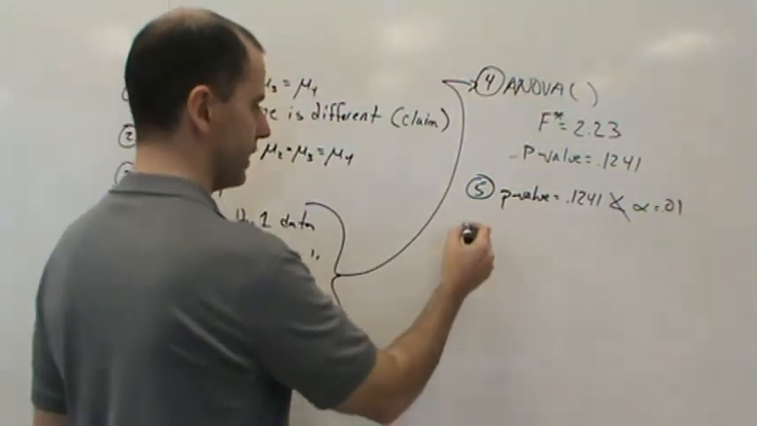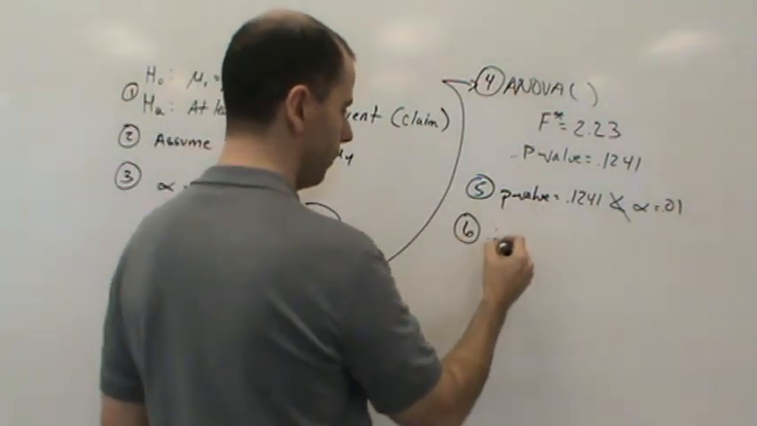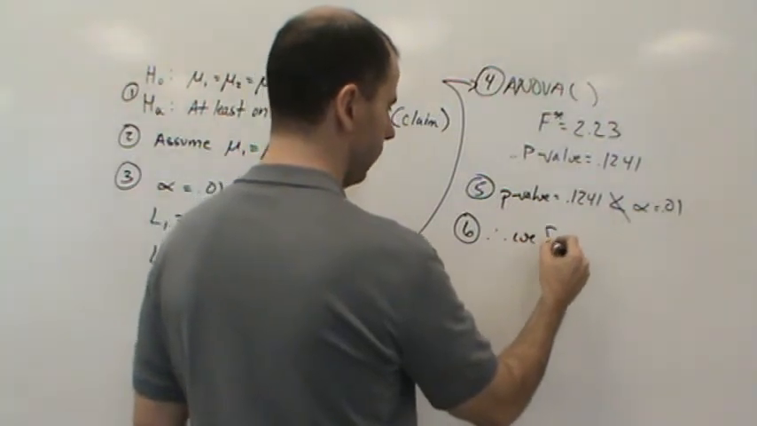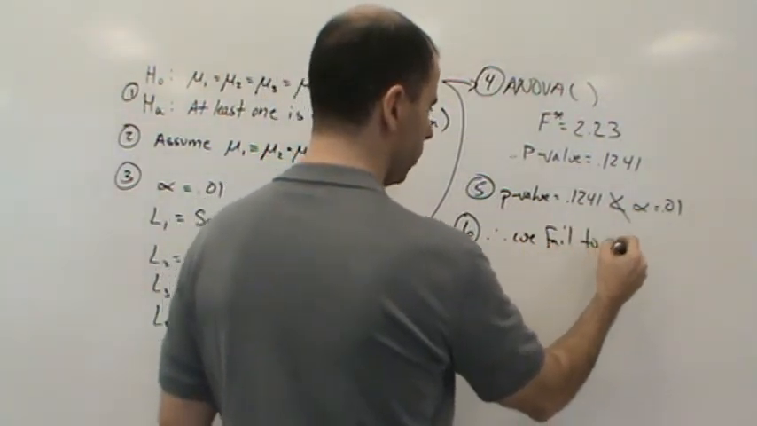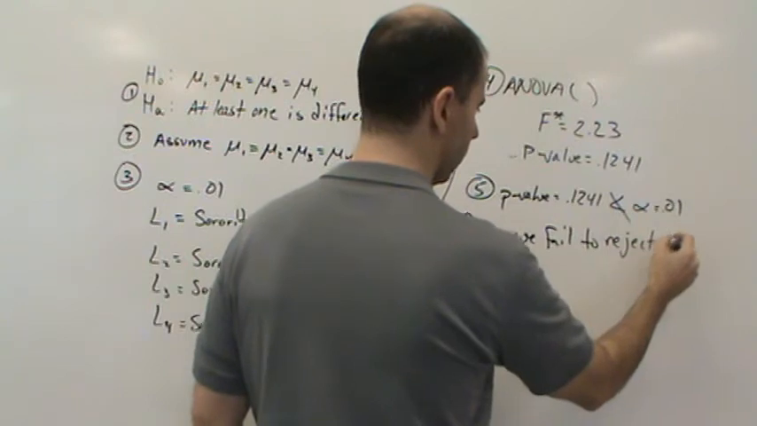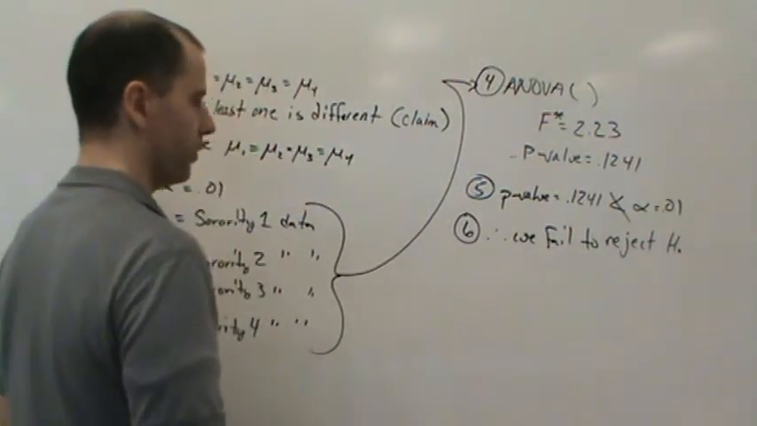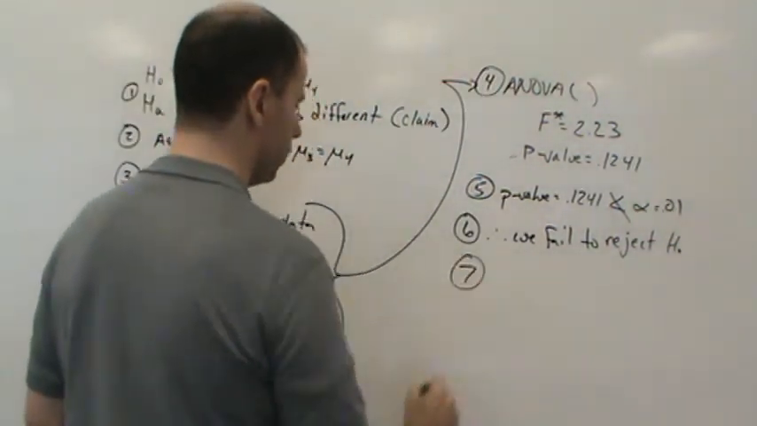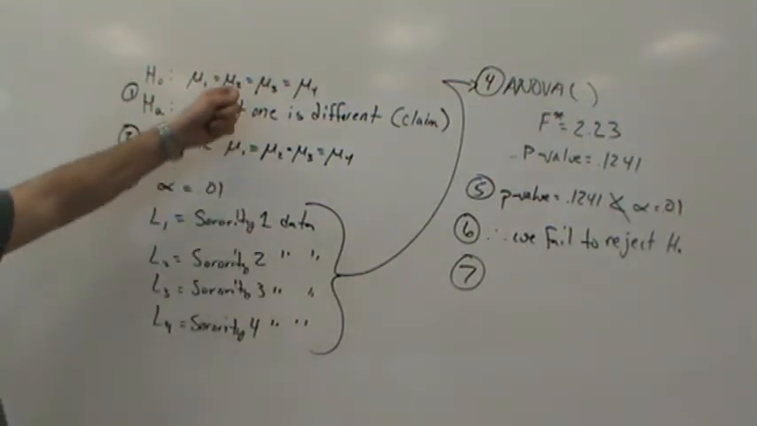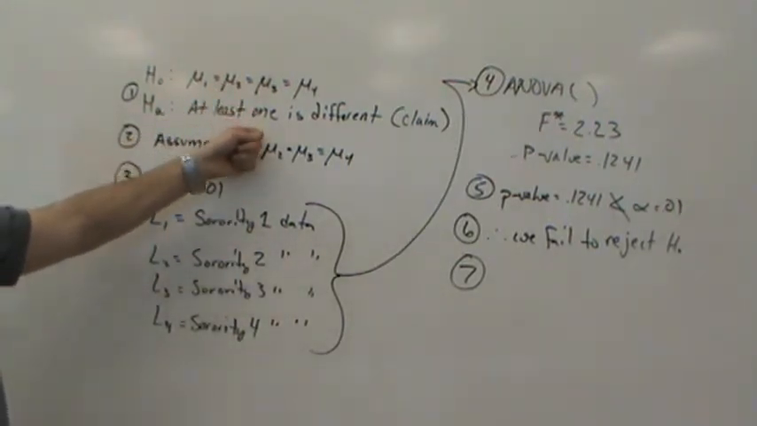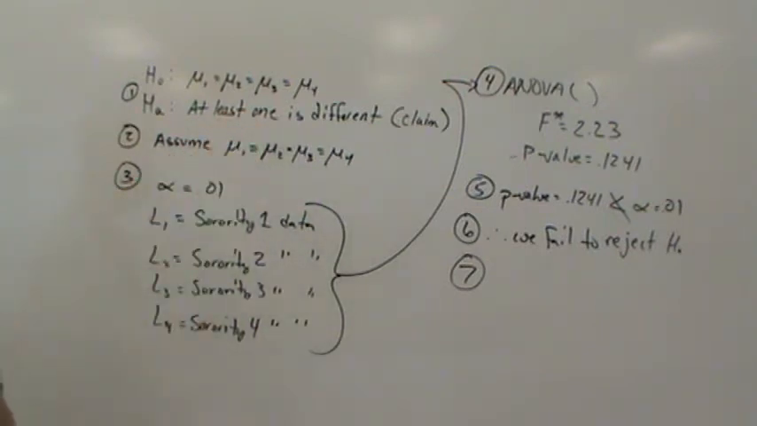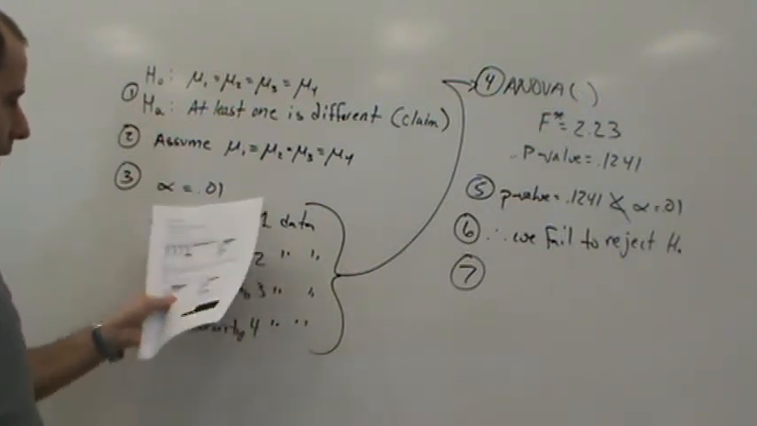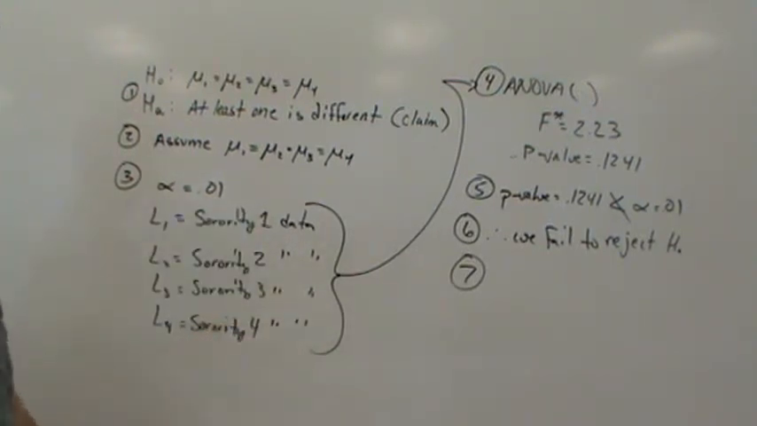So step 6 is we fail to reject the null. And so what does that mean for our conclusion? Well, if we fail to reject the null, then there is not enough evidence to support the claim that the mean grades among the 4 sororities are different, based on an alpha level of 0.01 and the sample data.